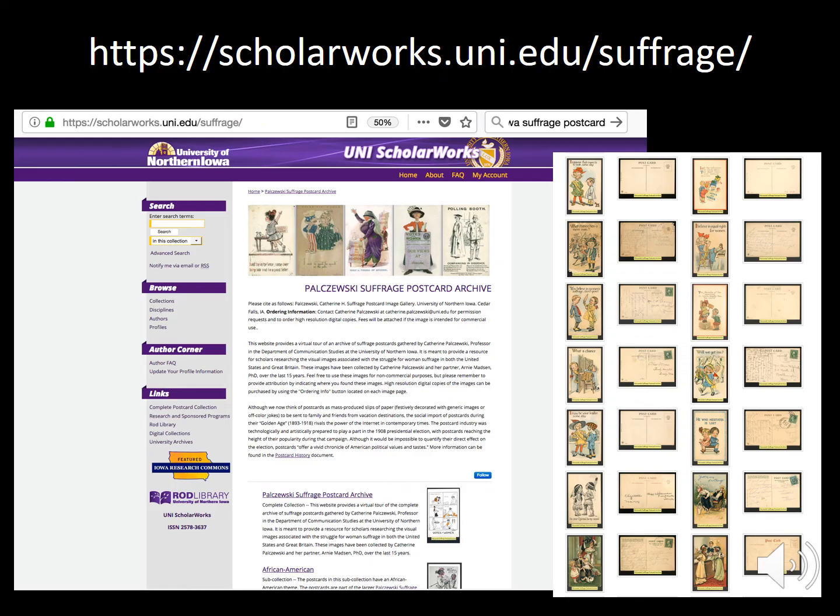Also, if you want to look at more of the postcards, the entirety of my collection has been scanned by the University of Northern Iowa Library and is available online. And so you can look at both the front and the back side of every single postcard in my collection if you want to spend more time with them or look at some of the other images.